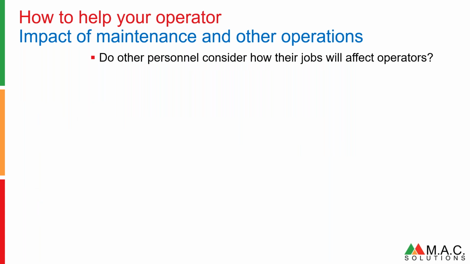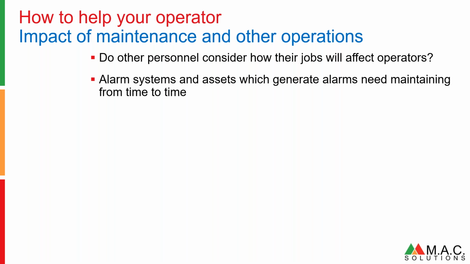So think about other people. When you're on the training courses, I like to try and get people, certainly for the operator training course, I like to try and get maintenance people, warehousing, if you have offloading people, to get them to attend the same course. Because often other people don't consider how their jobs will affect operators. So how does everybody else affect an operator? That's something you need to think about when you're thinking about how to help your operators.